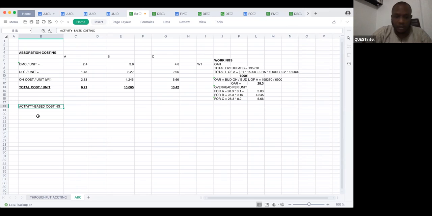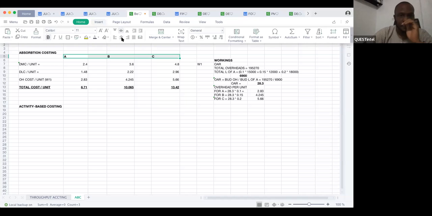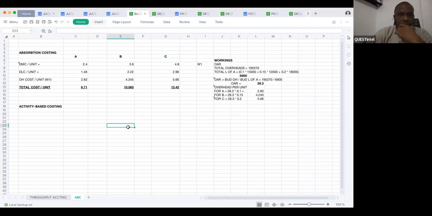So activity-based costing. What's the first thing we do with activity-based costing from what we've discussed? Let's make this bold. What's our work now? So for activity-based costing now, we want to find out what our activity-based cost will be and paint the picture that we're going to use again.